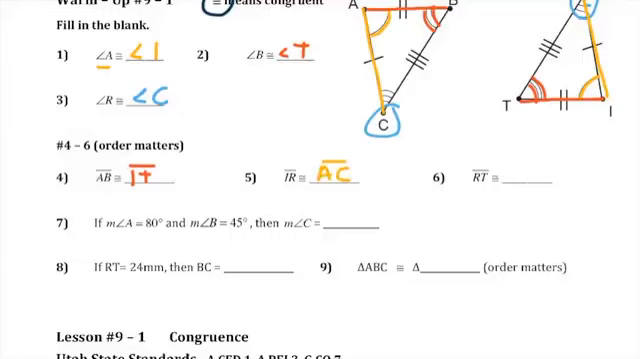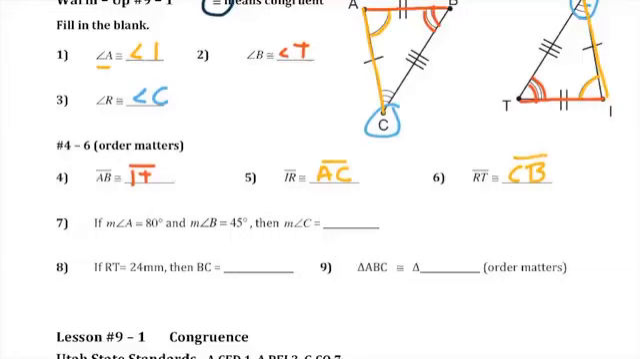Number 6, segment RT is congruent to what? Well, RT has three tick marks on it, and the segment CB has three tick marks. And R, if we look up at number 3, is congruent to angle C, so we're going to put C first and then B, because B corresponds to T. So segment RT is congruent to segment CB.